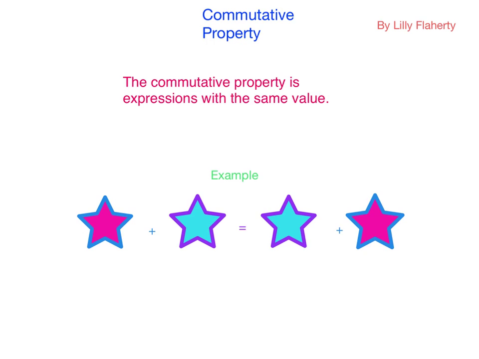The commutative property is expressions with the same value. An example is a pink star plus a blue star is equal to a blue star plus a pink star.